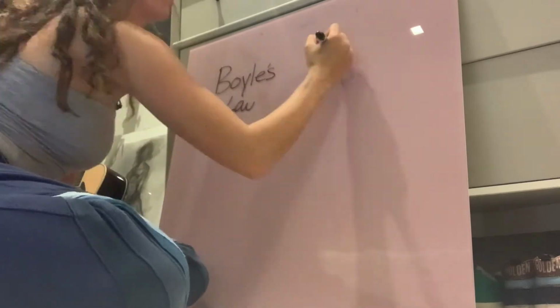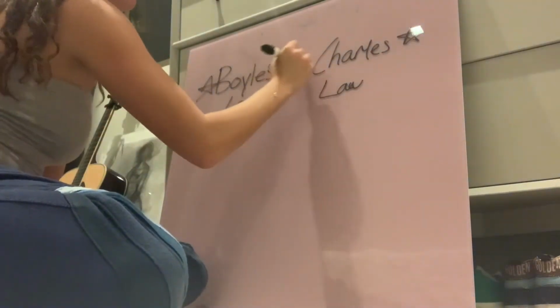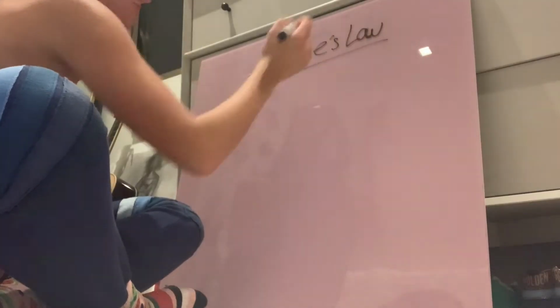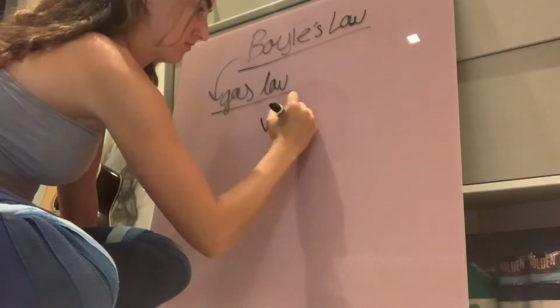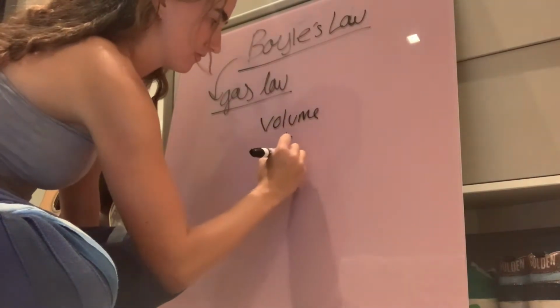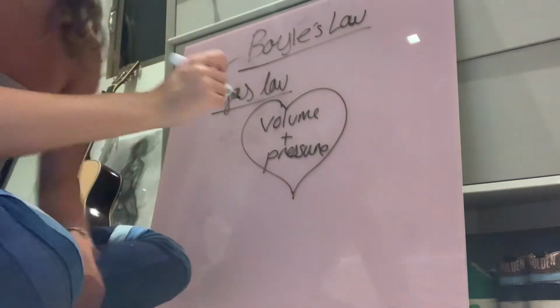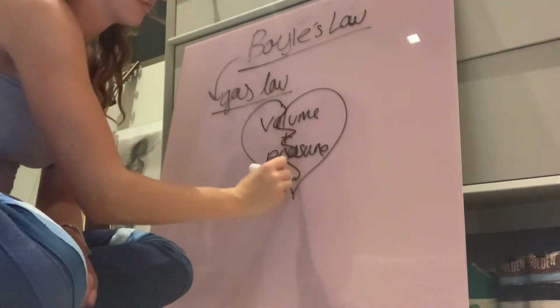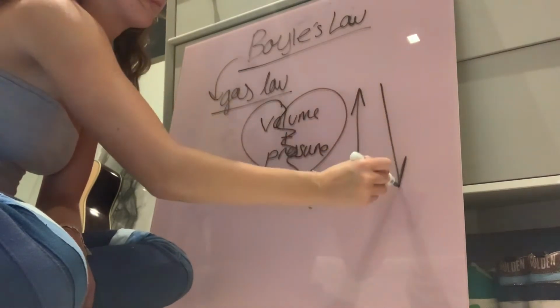Today I will be teaching you about two very important laws in chemistry, Boyle's law and Charles' law. We will start with Boyle's law, which is an ideal gas law. This is about the relationship between volume and pressure. Unfortunately, the relationship between volume and pressure is not that great, and as one goes up, the other goes down. They're inverse.